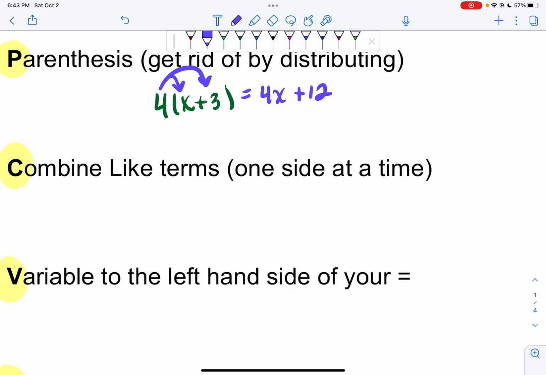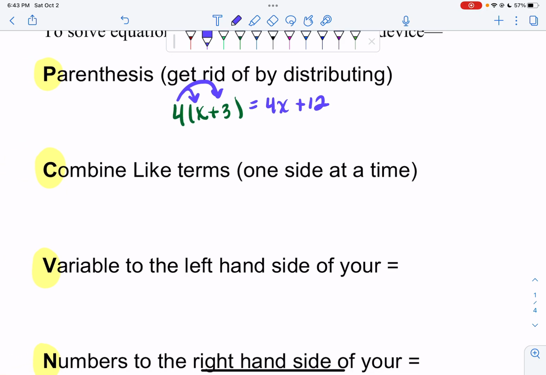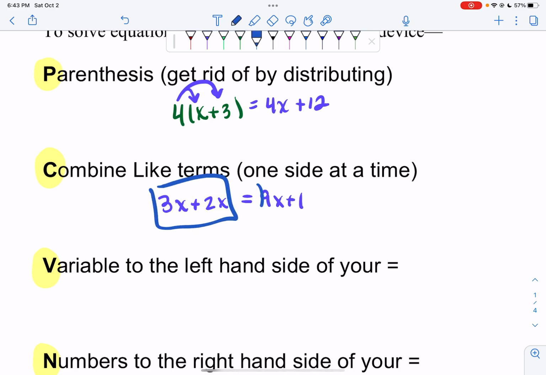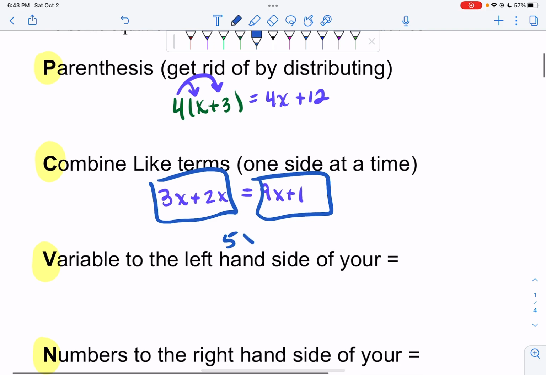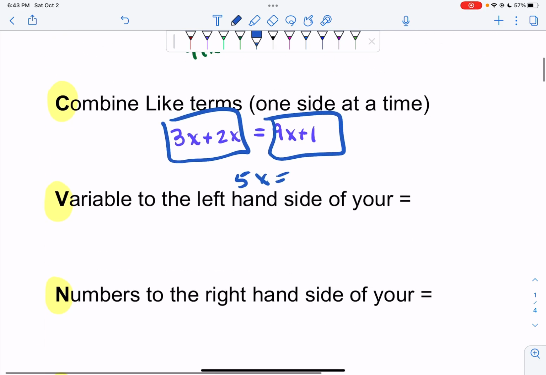In our next step, we have C, combine like terms, which is one side at a time. I'm just going to write an example. So 3x plus 2x equals 9x plus 1. We wouldn't do 3x plus 2x plus 9x. We would only do 3x and our 2x. We only look at what's inside one box at a time. So 3x plus 2x is 5x. And then we would just say 9x plus 1.